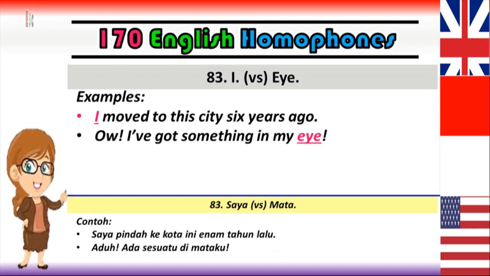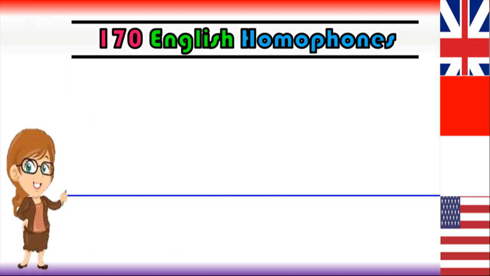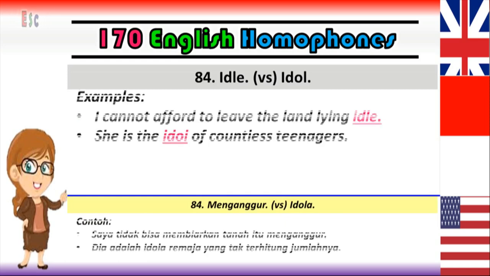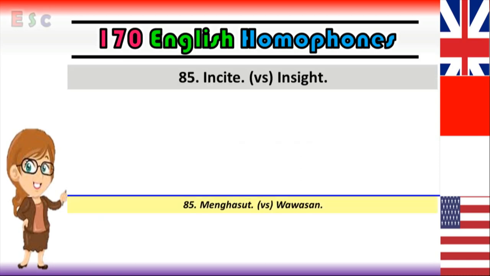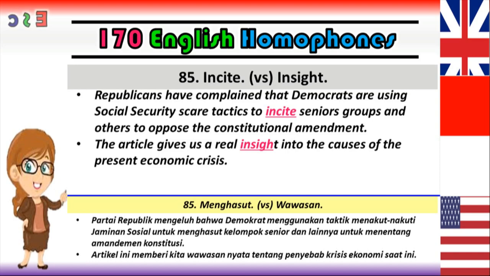83. I versus eye. Examples: I moved to this city 6 years ago. Ow, I've got something in my eye. 84. Idle versus idol. Examples: I cannot afford to leave the land lying idle. She is the idol of countless teenagers. 85. Incite versus insight. Examples: Republicans have complained that Democrats are using Social Security scare tactics to incite seniors groups and others to oppose the constitutional amendment. The article gives us a real insight into the causes of the present economic crisis.